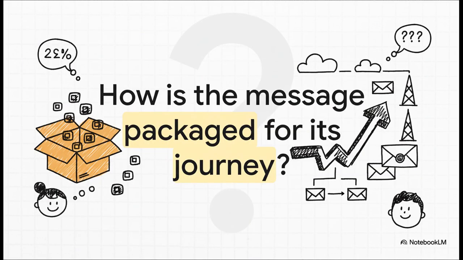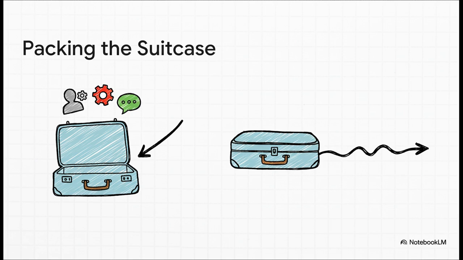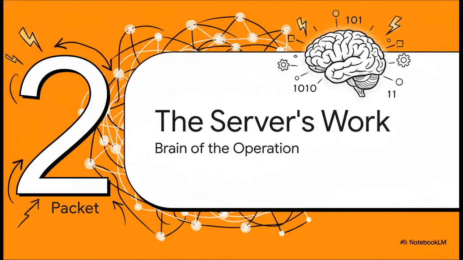Okay, so we've got our two characters, and we know the language they're speaking. But how does the message itself get ready for its trip? I mean, you can't just throw raw data onto the internet. It has to be packaged up neatly for the journey. And that packaging process is called data serialization. The packing the suitcase analogy here is perfect. It takes complicated data, like, say, all the bits and pieces of your user profile, and neatly folds it all into a simple, lightweight string of text. This makes the whole data package super small and tidy, which is exactly what you want for a lightning-fast trip across the web. And just like that, our neatly packed request has arrived at the server.